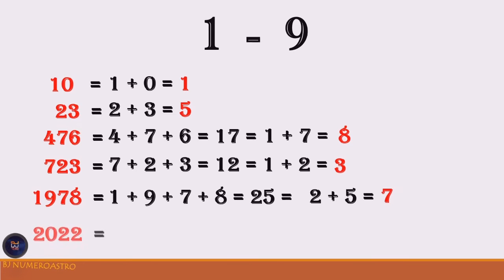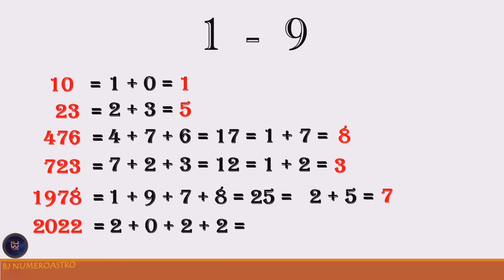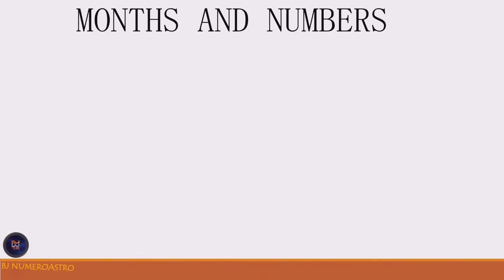And the last example is 2020. So 2020 will be 2 plus 0 plus 2 plus 2: 2 plus 0 is 2, 2 plus 2 is 4, 4 plus 2 is 6. So 2020 will be equal to what? 6. So the next thing I'll be showing us is the months and numbers.